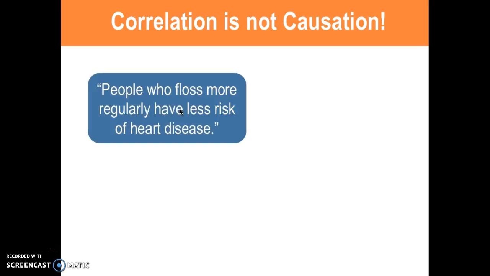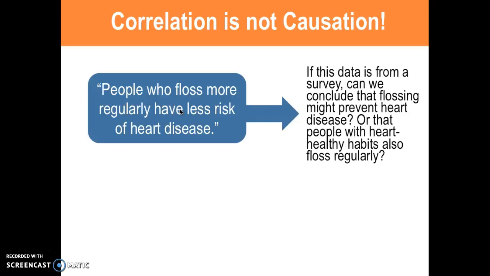So how about this one? People who floss more have less risk of heart disease. That's a correlation. Now, how do we know this? Really, you're going to find this information through a survey. So, can we conclude that flossing might prevent heart disease? Or is it that people with heart healthy habits floss? If you're healthy and you eat good foods and exercise, does that also mean that you floss regularly? We're just finding that there is a relationship between flossing and heart disease.